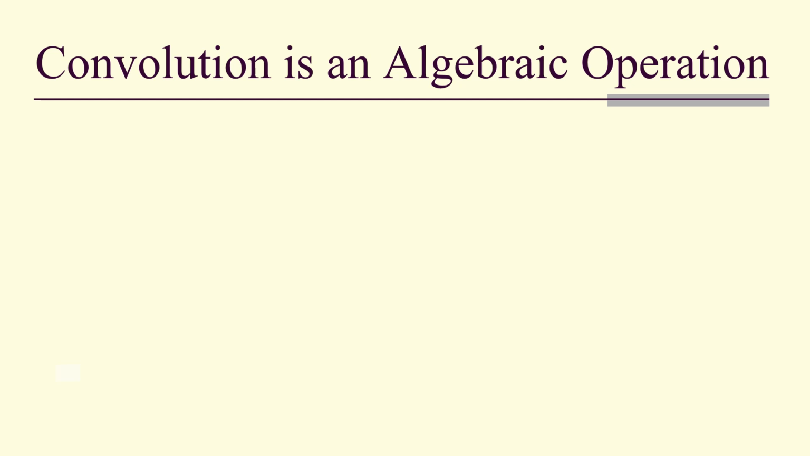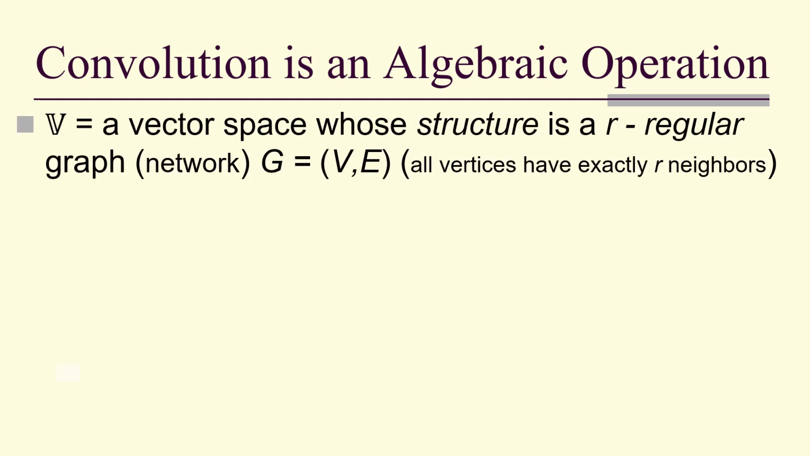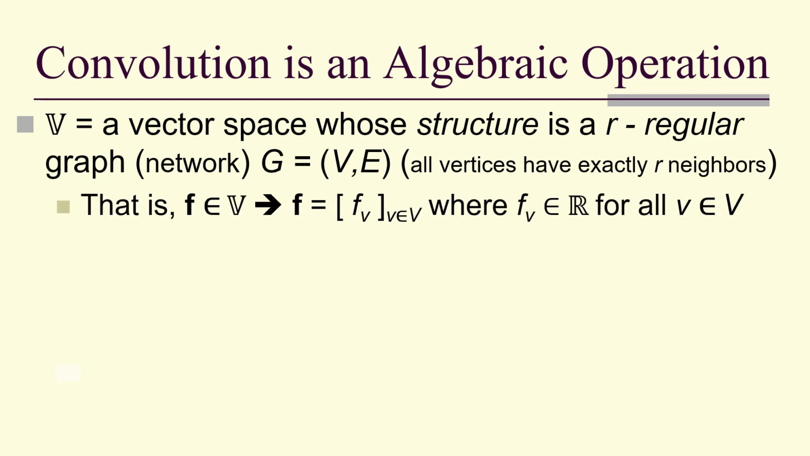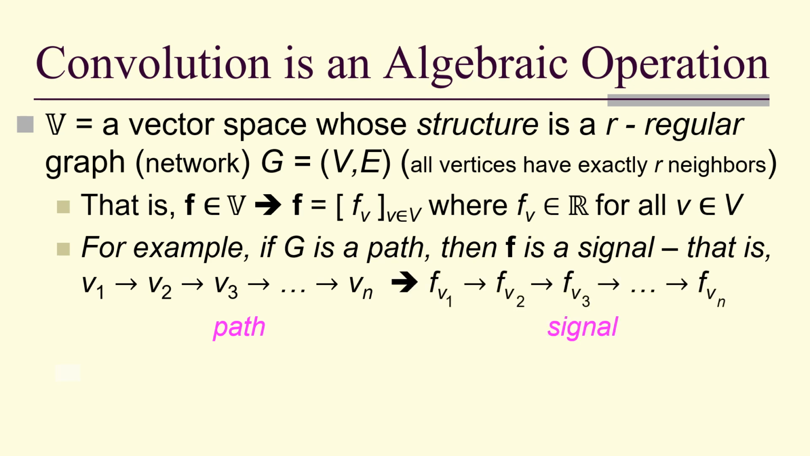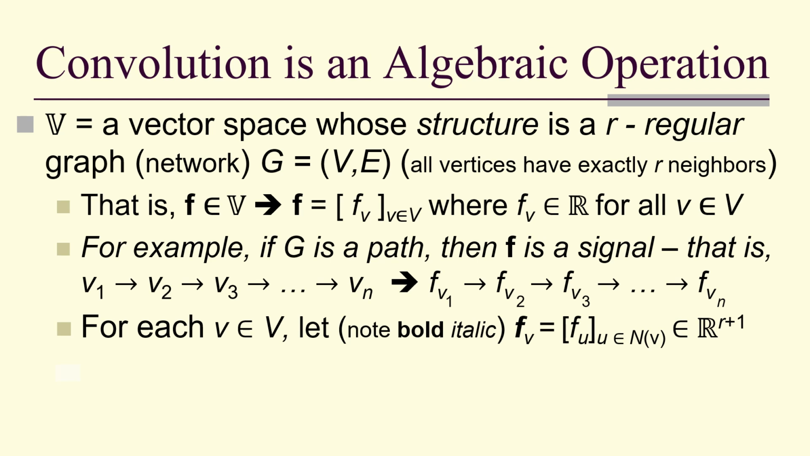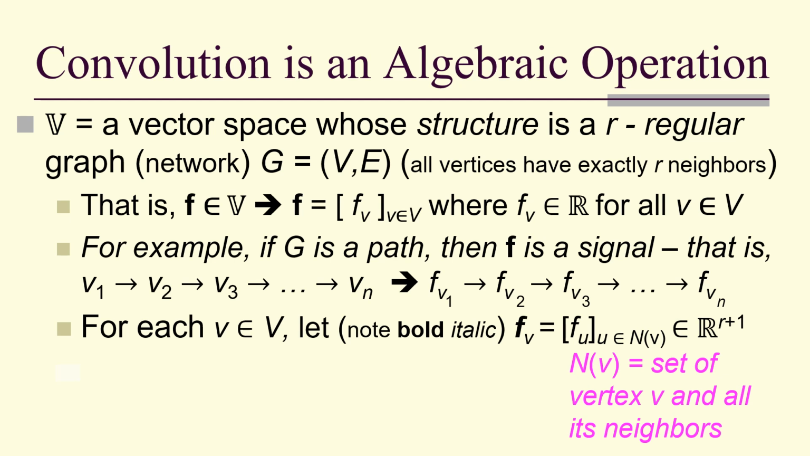So convolution is also an algebraic operation. If I've got a vector space V whose structure is an R regular graph or network, G equals V vertices and E edges, and by R regular I mean all the vertices have exactly R neighbors, then F in V means that there is a coefficient for F for every vertex in V, and it's a real coefficient. If G is a path, then F is a signal. That is, if we have this path, V1 to V2 to V3 and so on, then we get a corresponding signal as our vector. For each V in our vertex set, we define a bold italic F sub V, which is a vector in R^(R+1), and it's the set of coefficients corresponding to V and the vertices in its neighborhood.